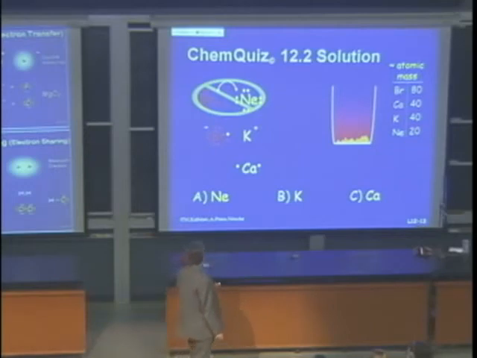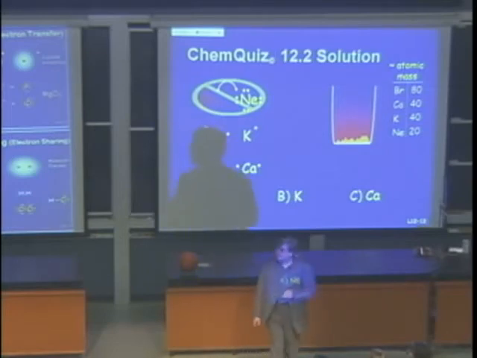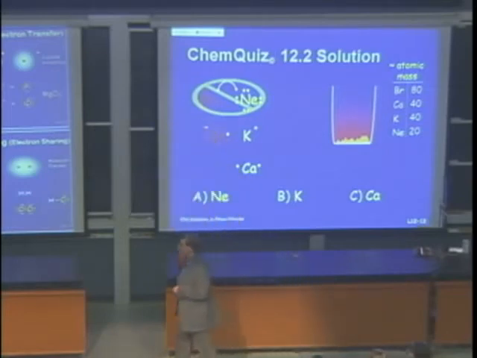So now let's see. The total mass of this is 80 plus 40 is 120, and we want 80% bromine. 80 divided by 120 is not 80%, okay? All right? So we can eliminate that.